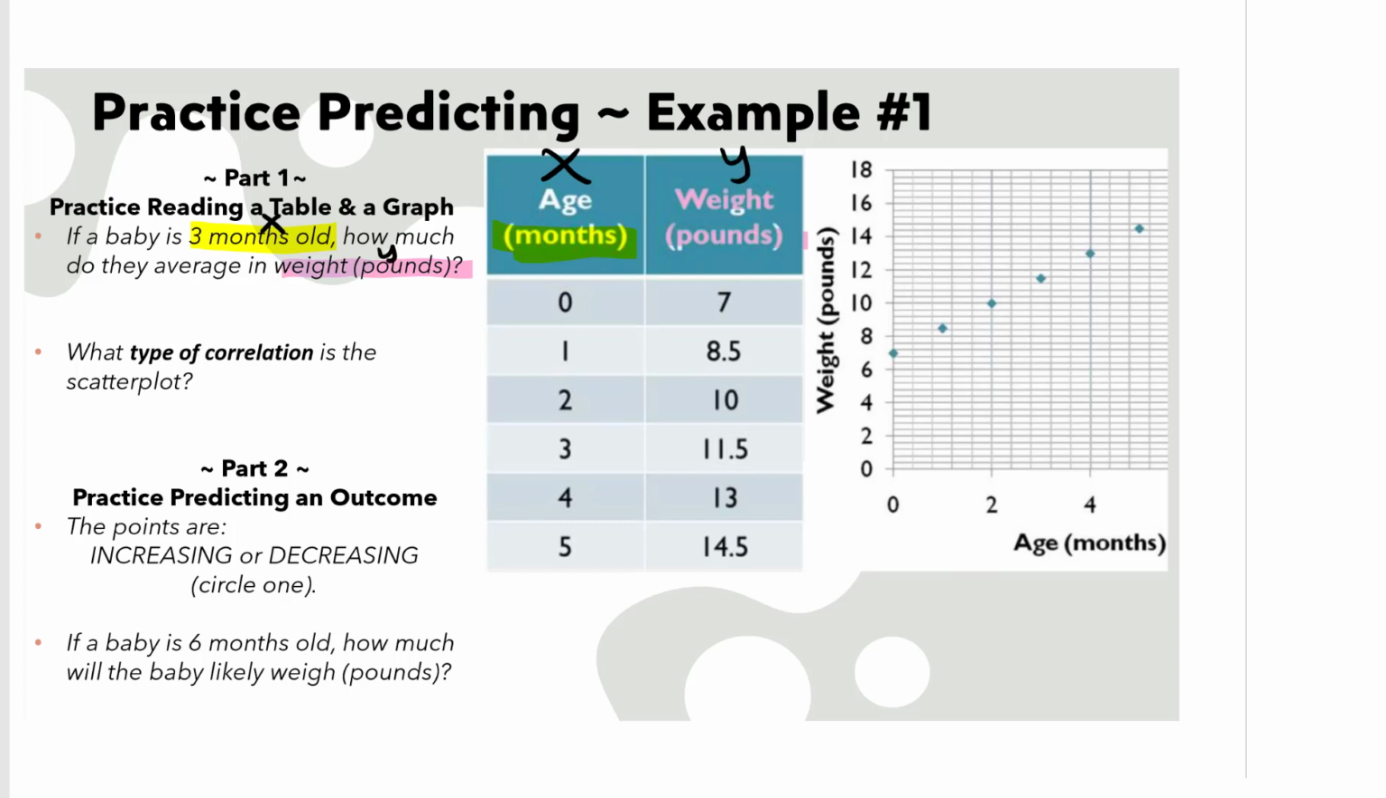So let's look at the graph. Where is X3? So podemos usar la tabla. ¿Dónde está X igual 3? So tiene 0, 1, 2 y 3 está aquí. So when a baby is 3 months old, they probably weigh 11.5.